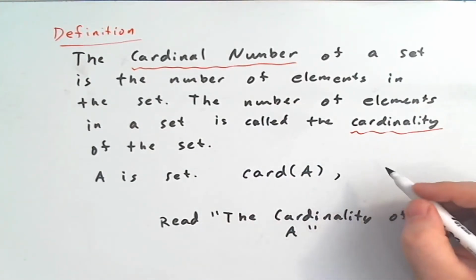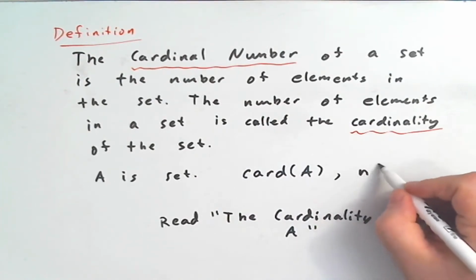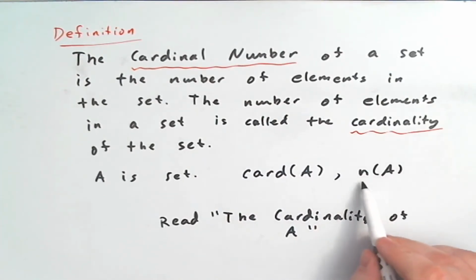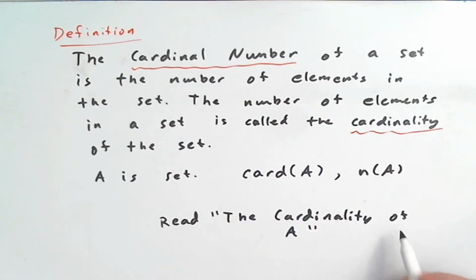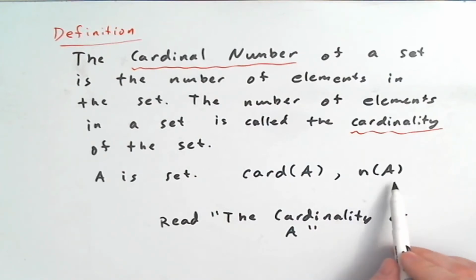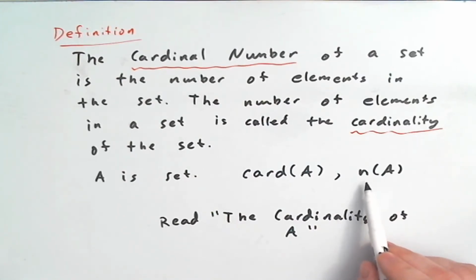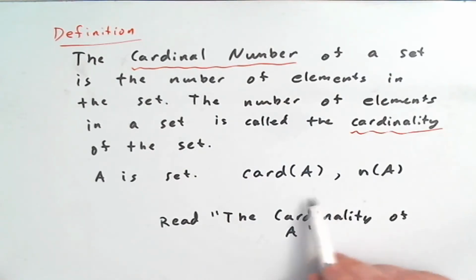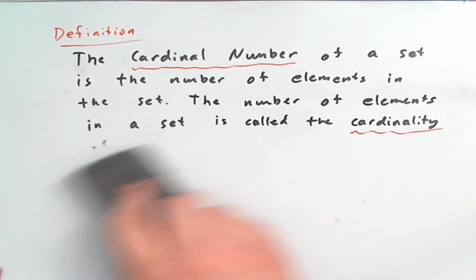But you'll also see in sometimes another notation, this N of A. Okay, so N of A is the same thing. It's read exactly the same way. The cardinality of A. You might think of this as the number of elements in A. So that's why the N might have kind of a mnemonic usage. The number of elements of A. Same thing as the cardinality of A. Okay, so that's what a cardinality of a set is. Okay, let's take a look at some examples.